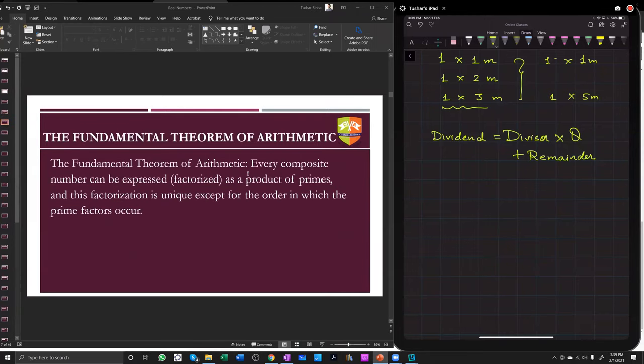The game starts with the fundamental theorem of arithmetic, which says that every composite number can be expressed as a product of primes, and this factorization is unique except for the order in which the prime factors occur. This is again very intuitive, and it is now formally introduced to you as the fundamental theorem of arithmetic, which is very true. Any composite number, let's say 10, can always be expressed as 2 to the power 1 into 5 to the power 1. There are two aspects to it. One is that this representation is unique. That means you cannot have any other prime factor apart from whatever we just found out by factorization.